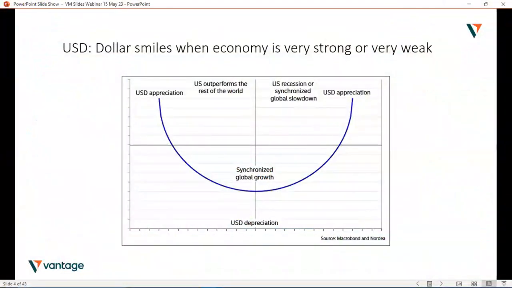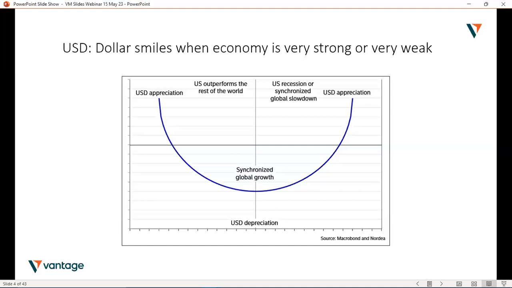I have talked about this recently, at least a few weeks ago. This is really around the fact that the US currency does best when the global economy, its economy, is either very strong or very weak. And then the dollar tends to perform less well when growth is unexceptional.